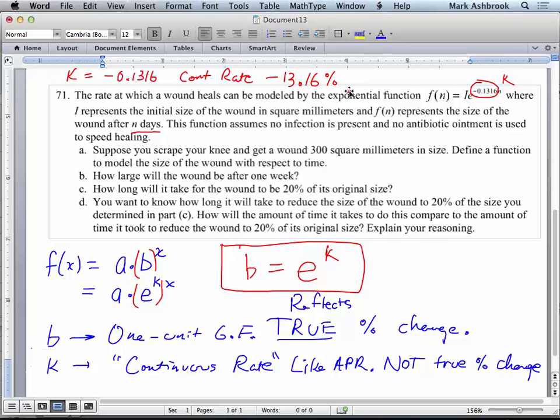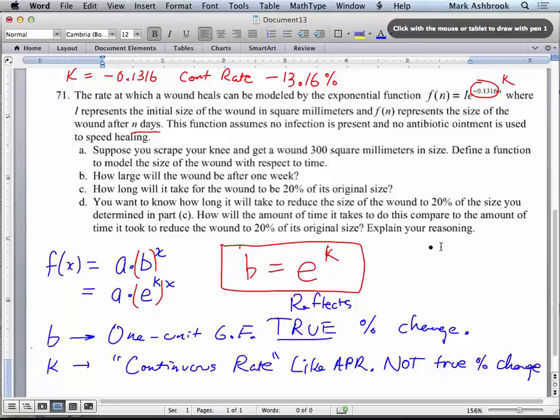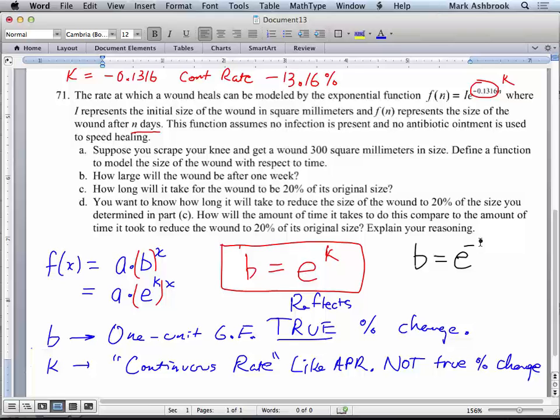So let's do it. I want to get the true percent change of the size of the wound. How can I do it? Hamid. Find the growth factor. And how are you going to find the growth factor? It's e to the k. So I'm going to go B equals e to the k, which is negative, as a decimal, 0.1316. Put it in your calculator. E to the negative 0.1316.